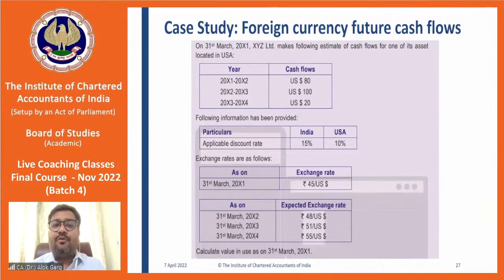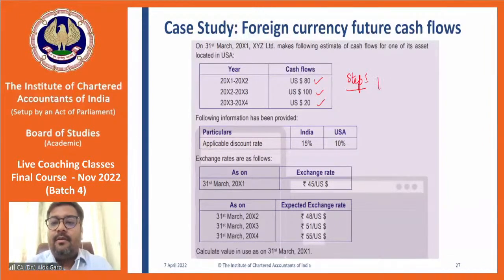On 31st March 2001, XYZ Limited makes the following estimate of cash flow for one of its assets which is located in USA, right? And this cash flow is in US dollars. Will you convert this cash flow into Indian rupee? The answer is no. Step one, please write step one. Step one: estimate the cash flow in the same currency in which it is generating.